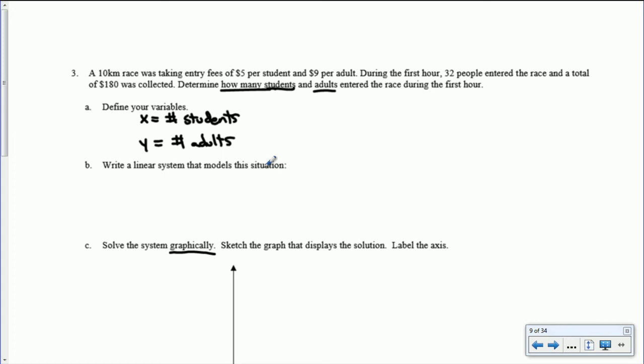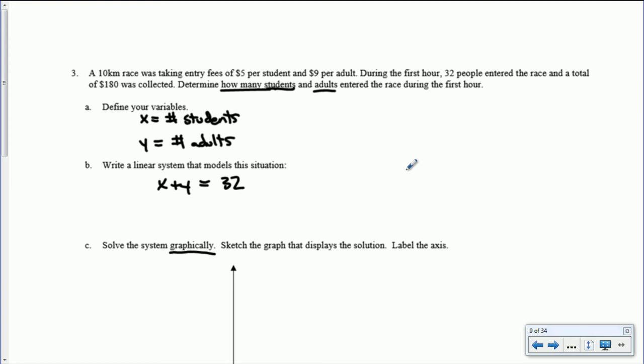So we're going to need two equations. We've got one equation dealing with money, right? $5 per student, $9 per adult, $180, and we have 32 people. So the number of students and adults need to make 32. So X plus Y needs to add up to 32 and $180. So now we're dealing with costs. So notice this is number of people, another number of people, and a total number of people, right? So the units across this equation are consistent.